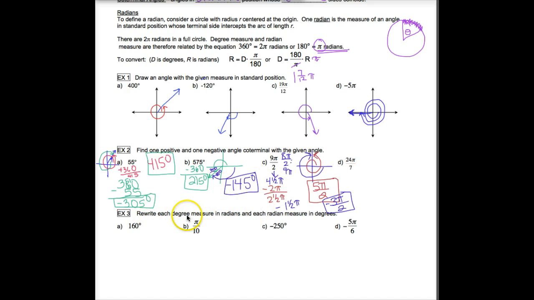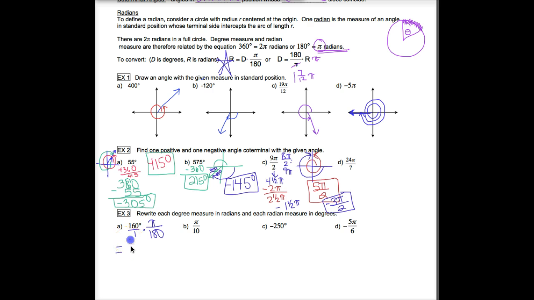So rewrite each degree measure in radians and each radian measure in degrees. So here we're using our conversions. So if I start with degrees, that means I need to get a pi in there. So radians equals degrees times pi over 180. So degrees, I put it over 1, times pi over 180 degrees.